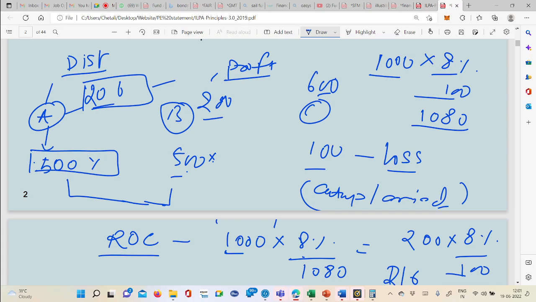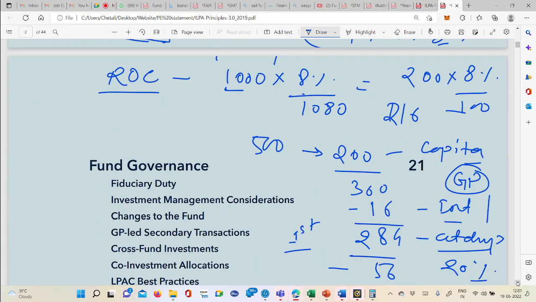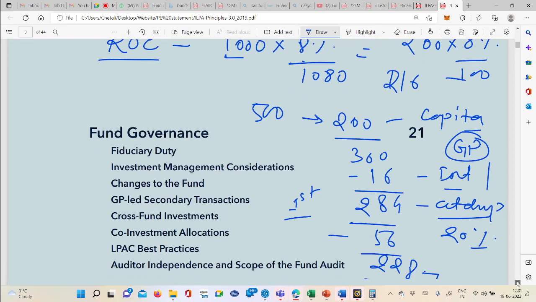If it is not, the investors can claim the amount from the catch-up amount, that is 56 crore, which was received by the general partner. So the general partner will return this catch-up amount to the investor. That process is what we call clawback.